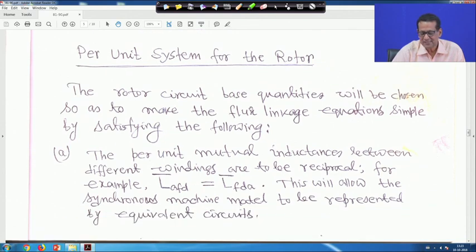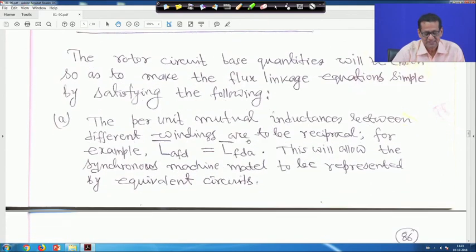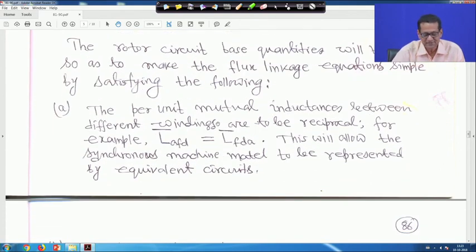So, the rotor circuit base quantities will be chosen so as to make the flux linkage equations simple by satisfying the following. The per unit mutual inductances between different windings are to be reciprocal. That is, for example, LAFD bar must be equal to LFDA bar. This should be equal, right, per unit referred to either side. This will allow the synchronous machine model to be represented by an equivalent circuit, right.